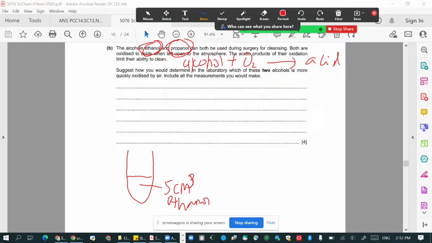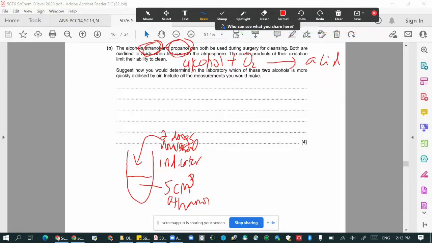So it needs to be exposed to the oxygen in the air, then it will be oxidized to form acid. So how do you detect the presence of acid? You can use the universal indicator. How much of a universal indicator? You can just put 2 drops. So when the universal indicator is added to the ethanol, what color would it change to? It will change to green, because ethanol is neutral.